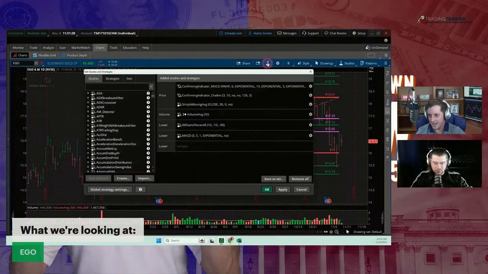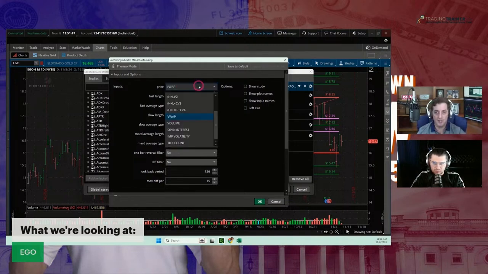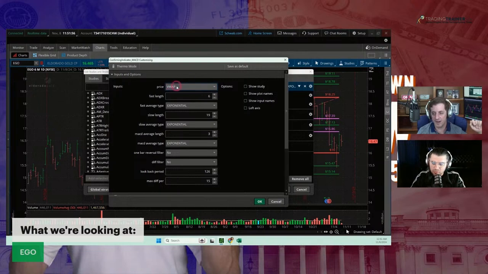Let me put one of my indicators on. I'm going to use this confirming indicator MACD. And I want to show everybody how I like to set it up. I like to set it up on volume weighted average price, and that's very unique. That's why you should go download this free indicator if you haven't already, because it gives you the option in the MACD calculation to choose different types of seed prices. And I'm a big fan of choosing the volume weighted average price.